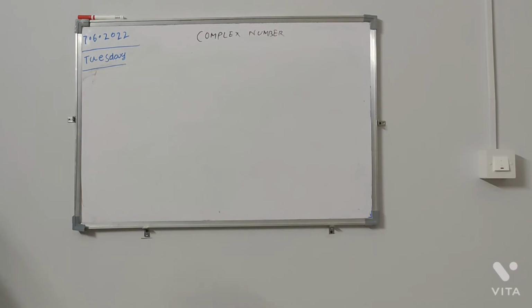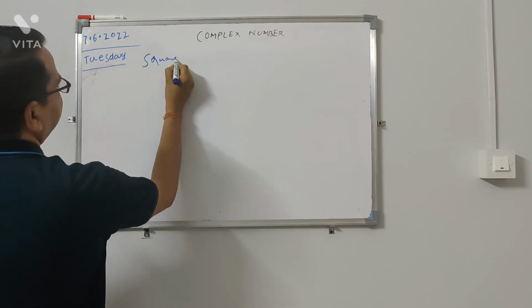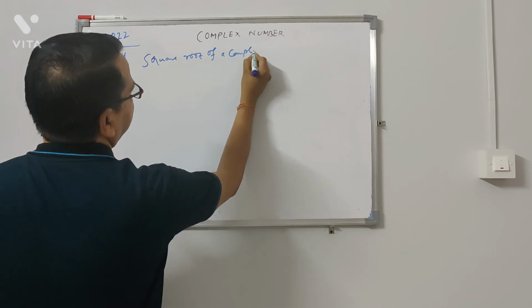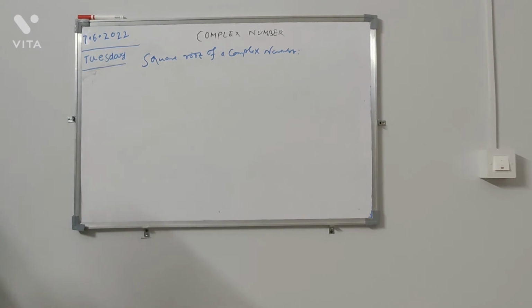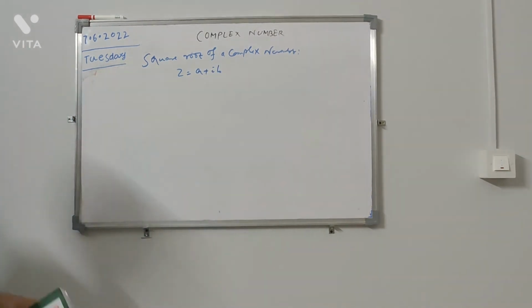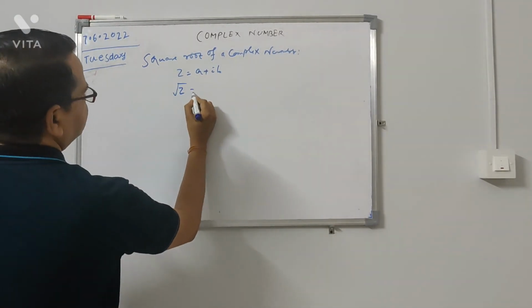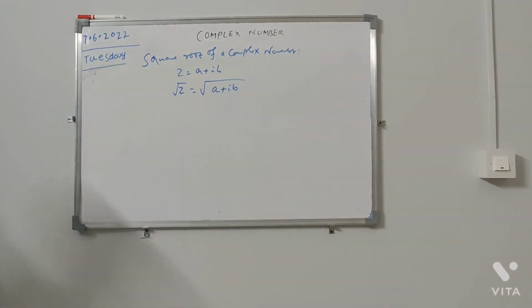Then there is something called the square root of a complex number. Let us say z is equal to a plus ib. Then the square root of z is equal to square root of a plus ib.